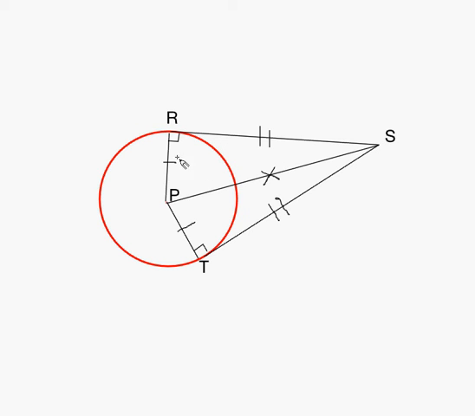But RS and TS were the original line segments that were tangent to the circle from a common external point S, and the theorem states that these two line segments are congruent. Because the right triangles are congruent, we do know indeed that RS is congruent to TS, and that proves Theorem 10.3.